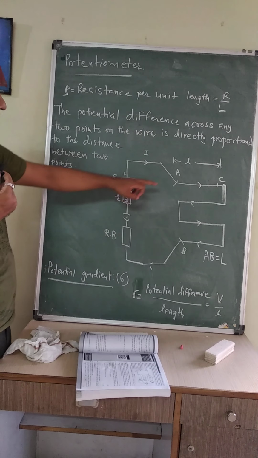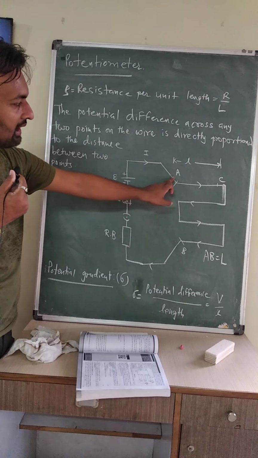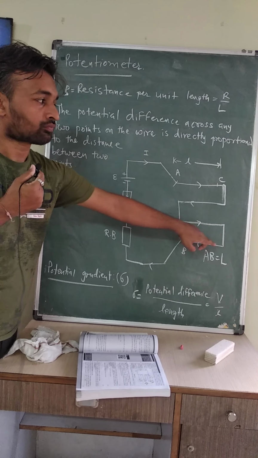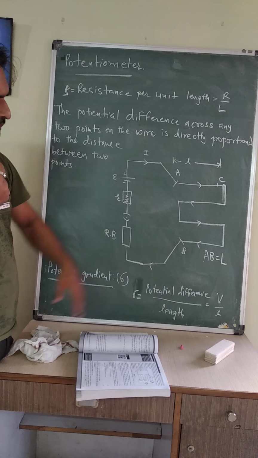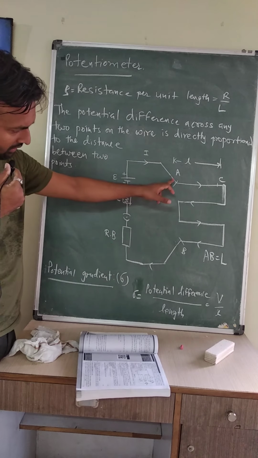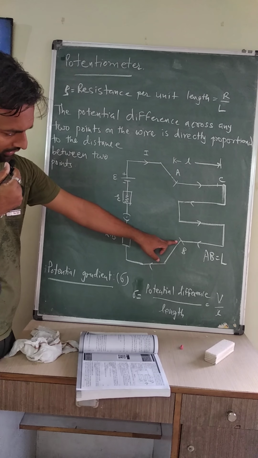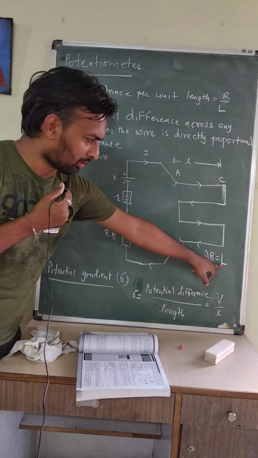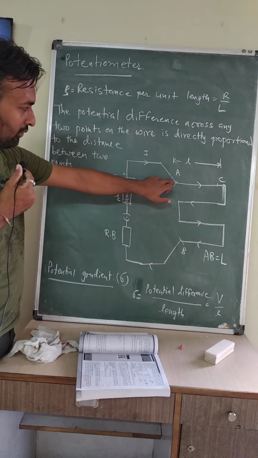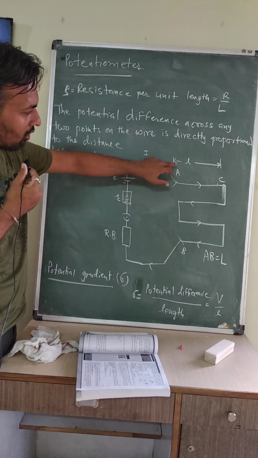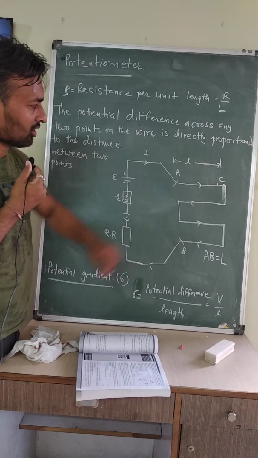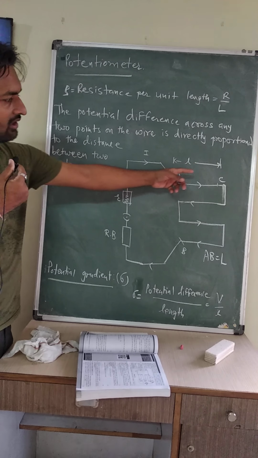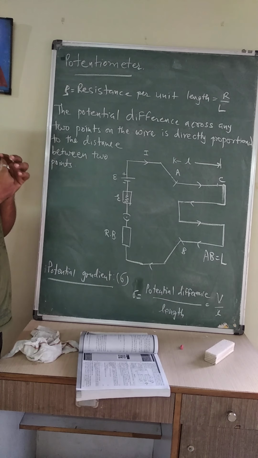Now this is point A and point B, where one conductor or copper wire is connected between A and B, and the length of that copper wire is capital L. Between point A and C the length of the copper wire is small l, and the current I is passing through this portion of the copper wire.